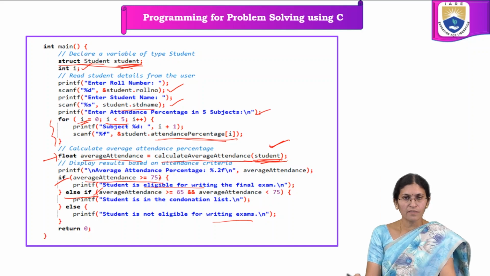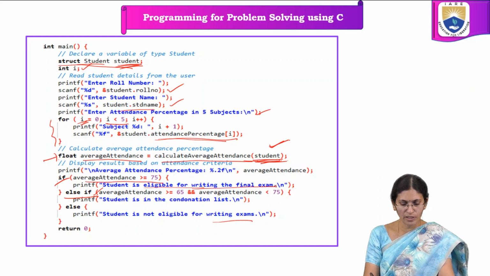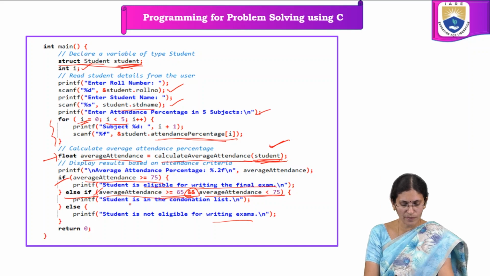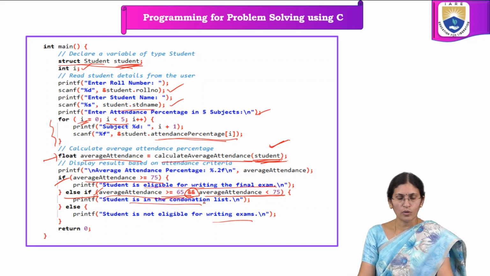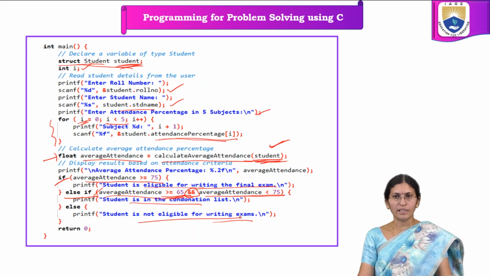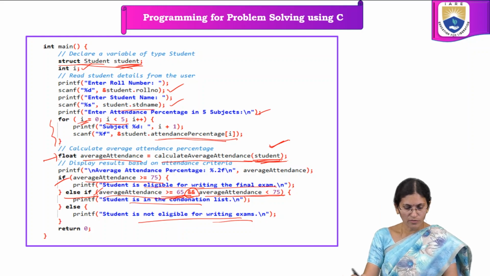If average attendance is greater than or equal to 75, then the student is eligible for writing the exam. If the average attendance is greater than or equal to 65, and apart from this we need to check this condition also, when both conditions are satisfied, only then the student is in the condonation list. Else, if the average attendance is less than 65, then the student is not eligible for writing the exams. So based on the average attendance value which is calculated, we get this different information.